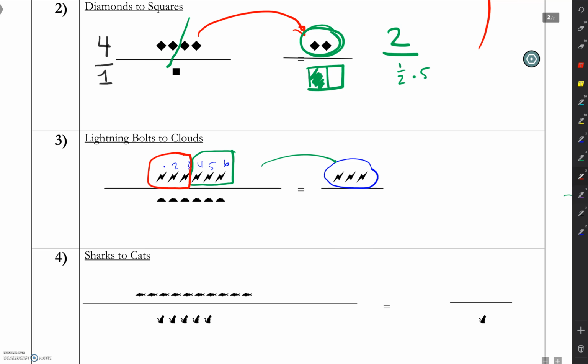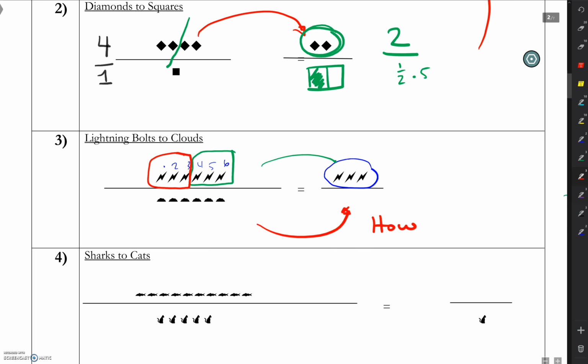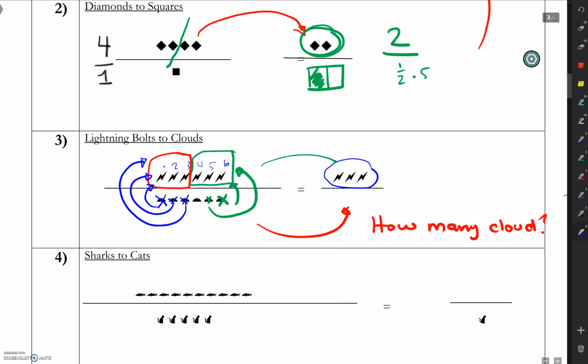And the easiest way for me to figure out how many clouds I am going to have over here would be to break them up. And the way I can break them up is I could say, okay, this cloud goes with this group. This cloud goes with this group. This cloud goes with this group. This cloud goes with this group. This cloud goes with this group. And we have one last cloud. This cloud goes with this group.